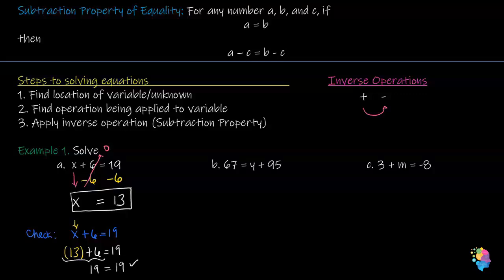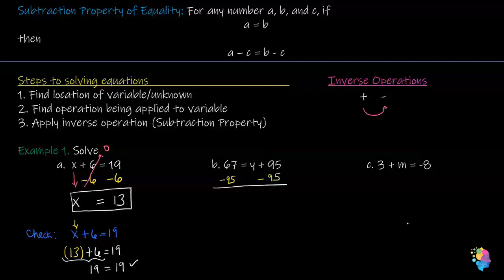Let's move on to the next one. First, I'm going to check the location of my variable. This time is on the right side. Then I concentrate only on the right side and look for the operation being applied to the variable. In this case, it's adding 95. So then according to the inverse operations, the opposite of addition is subtraction. So then I'm going to subtract 95 from both sides of the equal sign.